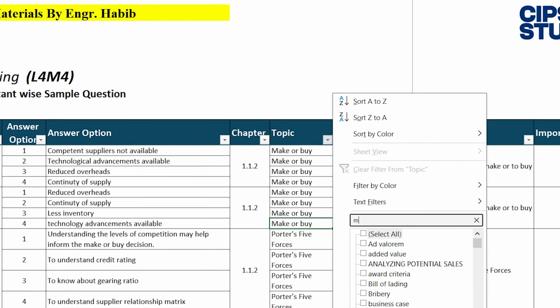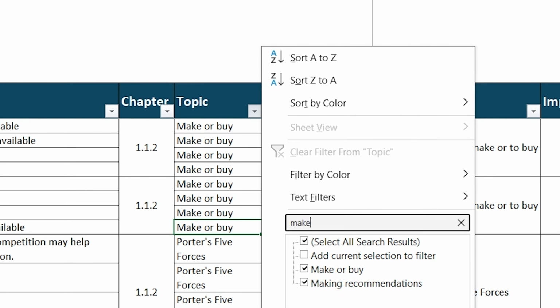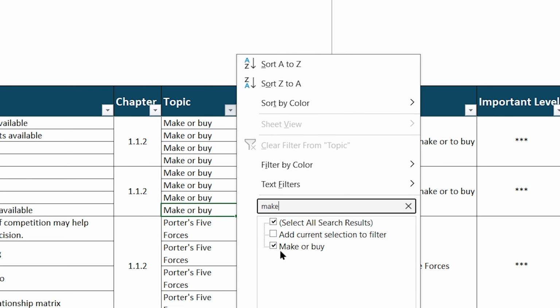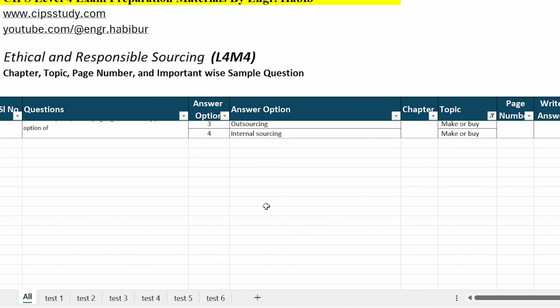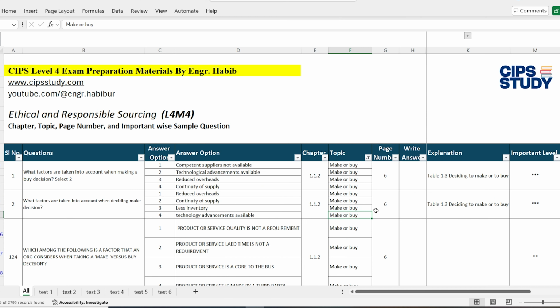So we'll get all questions. If we write make or any topic name, it will come. So now make or buy is selected, and okay. Here we found a total of 4 questions. We will now practice with the sample questions which mostly come in your exam. These types of questions, you will get in this way in the exam.